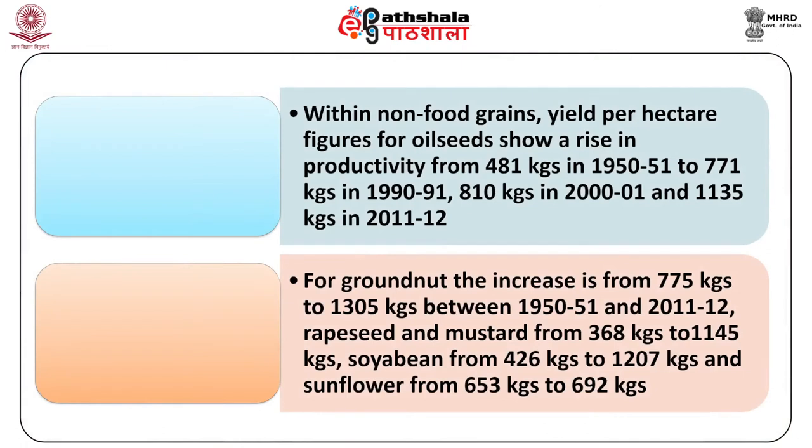2011-12. Within non-food grains, yield per hectare figures for oil seeds show a rise in productivity from 481 kgs in 1950-51 to 771 kgs in 1990-91, 810 kgs in 2000-2001 and 1135 kgs in 2011-12. For groundnut, the increase is from 775 kgs to 1305 kgs between 1950-51 and 2011-12. Rapeseed and mustard from 368 kgs to 1145 kgs. Soyabean from 426 kgs to 1207 kgs and sunflower from 653 kgs to 692 kgs.